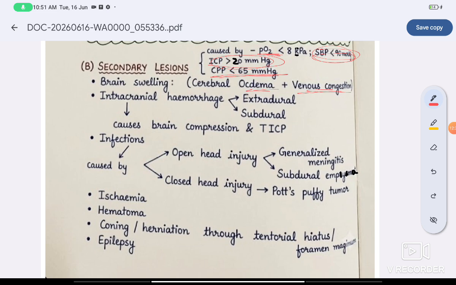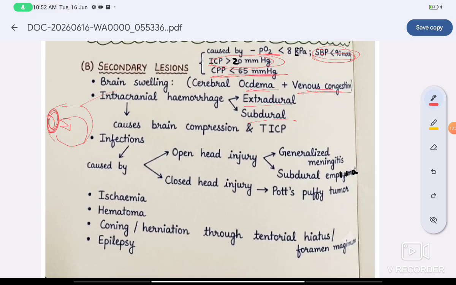Then there is intracranial hemorrhage. It is a very important topic we shall be discussing further. It is classified into extradural, subdural. It causes brain compression. See, this is the cranial cavity. Now, the cranial cavity is a very rigid closed structure. The space inside the cranial cavity is always the same. It cannot be changed. Suppose this is the brain and there is a hematoma here. So if there is blood here, it will grow and it will tend to put pressure on this brain.